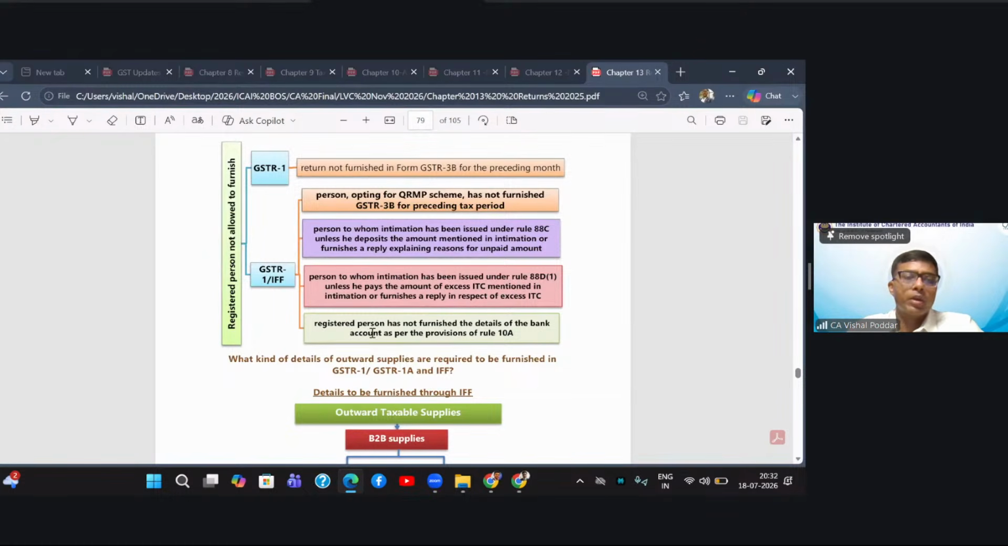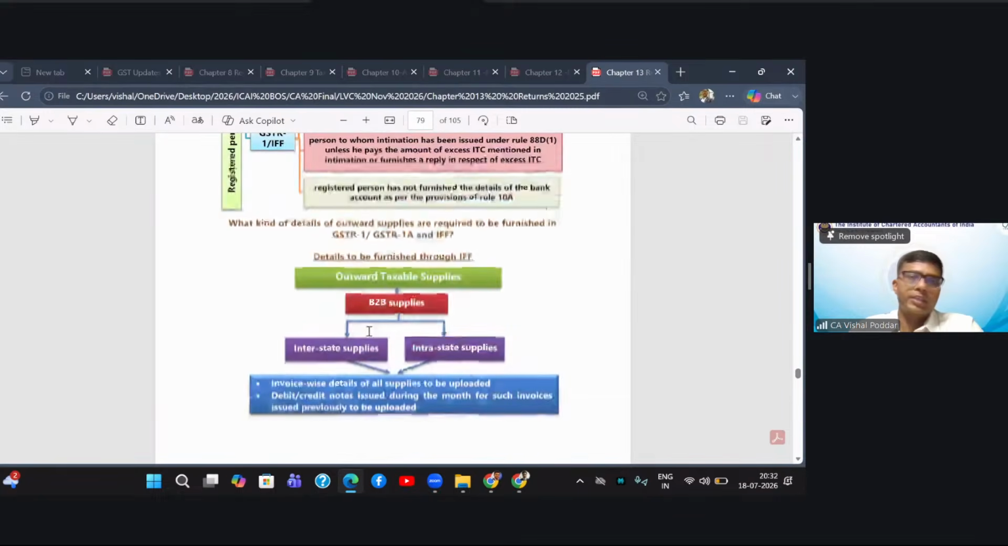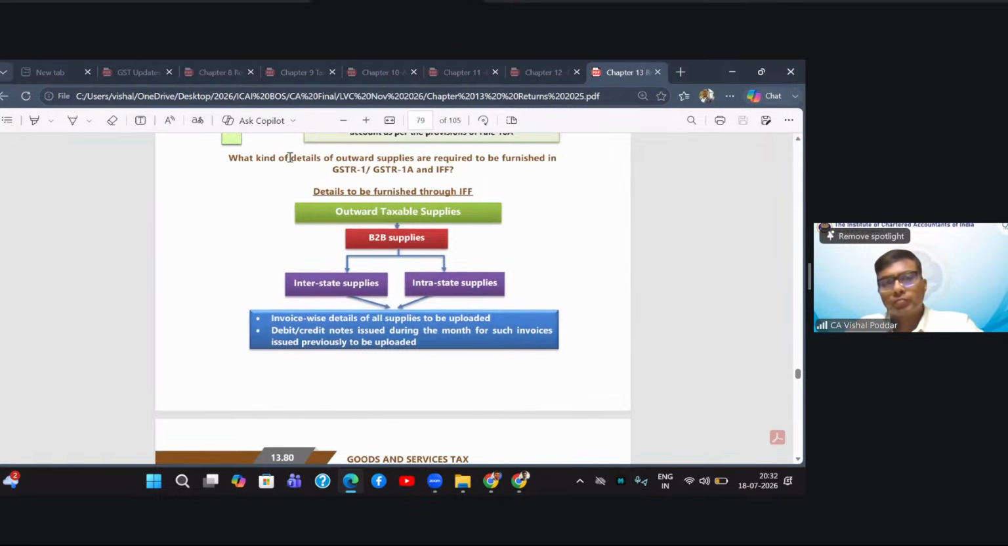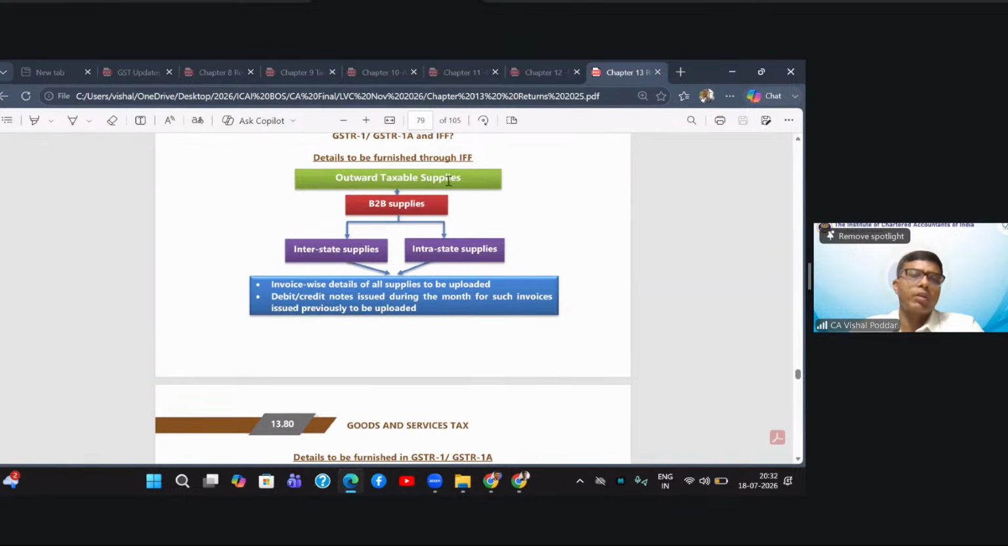Next, you will not be allowed to run an IFF wherever the registered person has not furnished the bank details as required in Rule 10A. Now, what are the different types of details of outward supplies that will be filed in this GSTR1 or 1A or IFF?